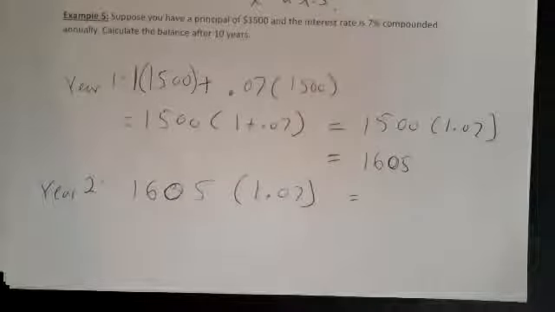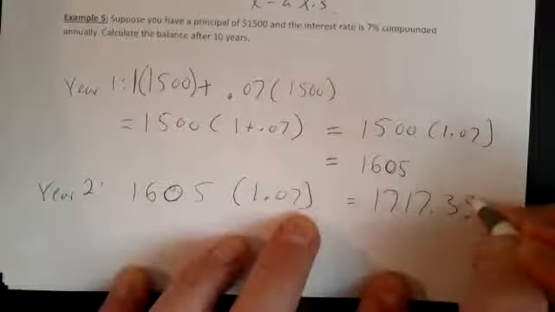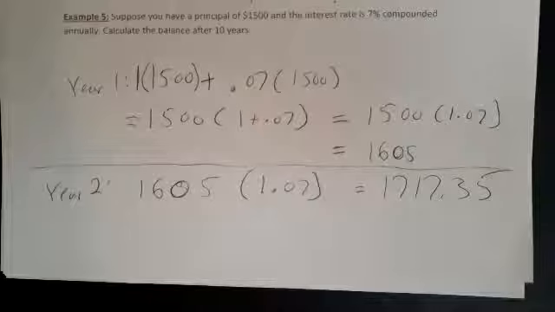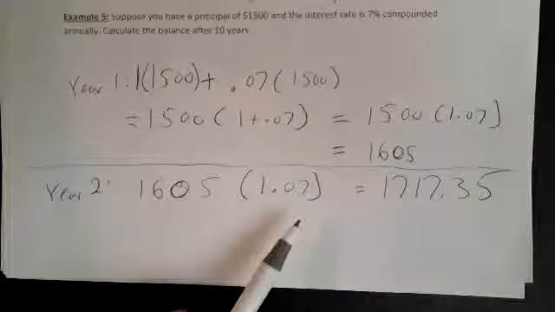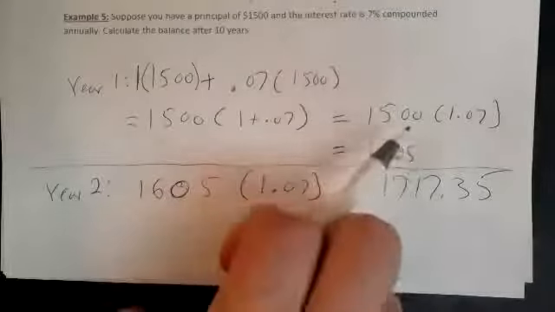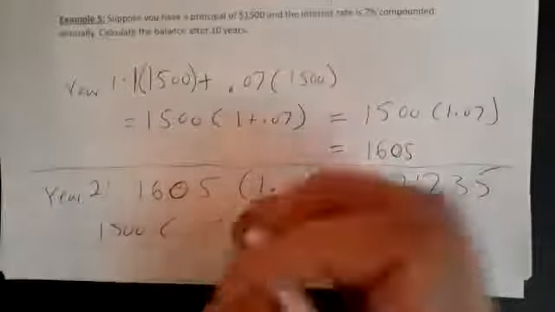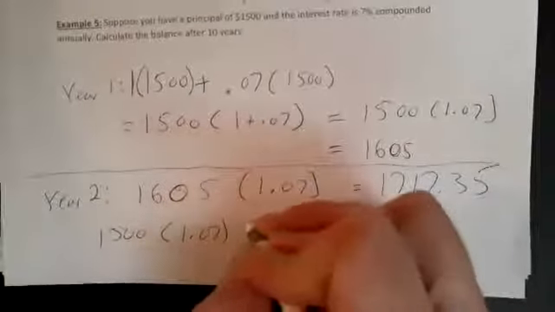If I really wanted to, this is kind of silly, I could calculate, well, let me crunch this number right quick. What do I have in my notes? 17.35. So if I want to figure out this number, crunch it, it should be 17.35. The 1605 times 1.07, it might seem silly, but instead of writing 1605, I can write 1500 times 1.07. And if I do that, you might notice a pattern starting to develop here.